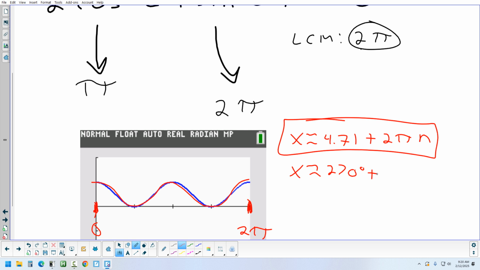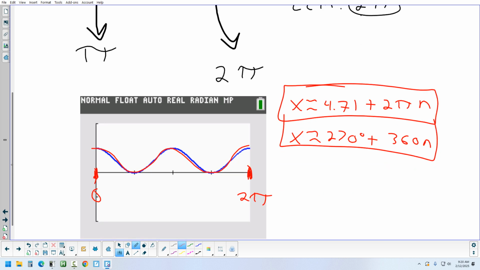But what would you put on the end this time? Plus 360 n. And that also enables you to get the exact answer in radians, because you can multiply by pi, divide by 180, and then realize it's 3 pi over 2. So that's the exact answer, 3 pi over 2 plus 2 pi n. Okay. Any question on that?